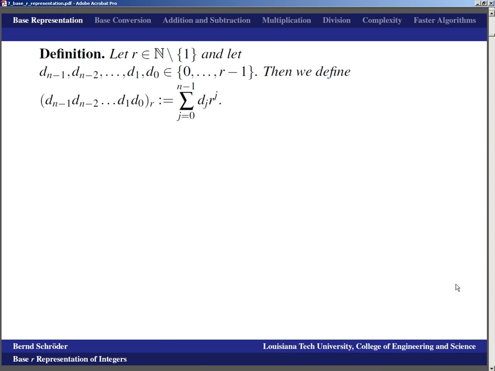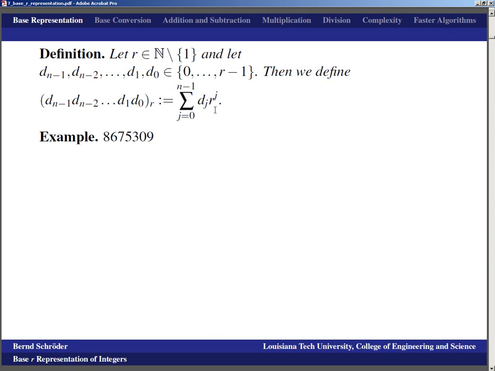So, the definition for the base representation actually looks a whole lot more complicated than what we think it should be. But if you take r to be a natural number but not 1, and that'll be our base, and we let digits d_{n-1} through d_0 be numbers between 0 and r minus 1, then we can define d_{n-1} through d_0 in base r representation to be the sum j equals 0 to n minus 1 of d_j r to the j. So the j-th digit is multiplied with the j-th power of the base.